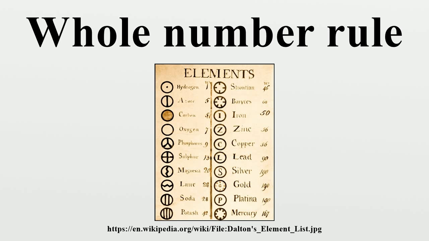It is also known as the Aston whole number rule after Francis W. Aston, who was awarded the Nobel Prize in Chemistry in 1922 for his discovery, by means of his mass spectrograph, of isotopes in a large number of non-radioactive elements, and for his enunciation of the whole number rule.